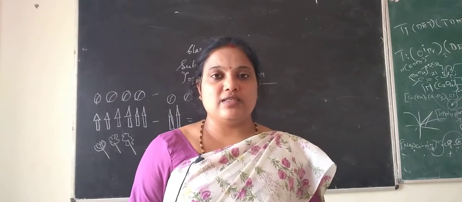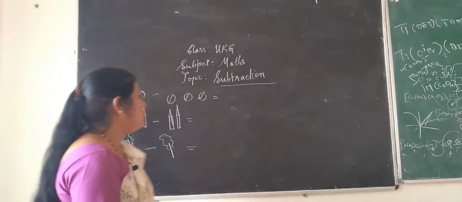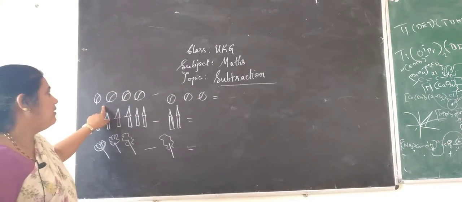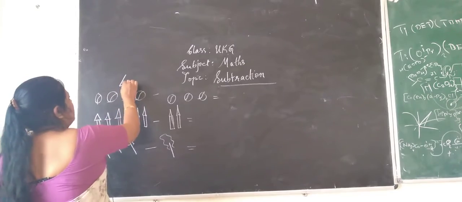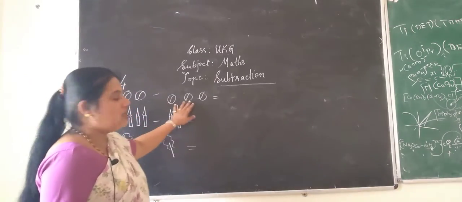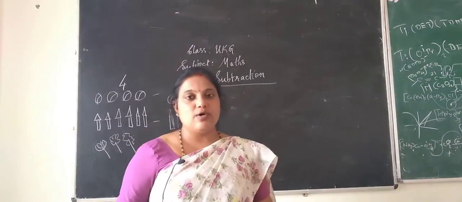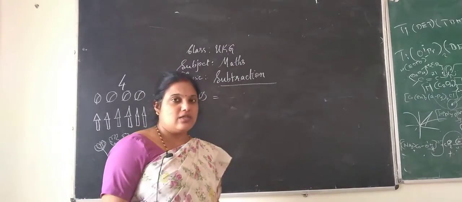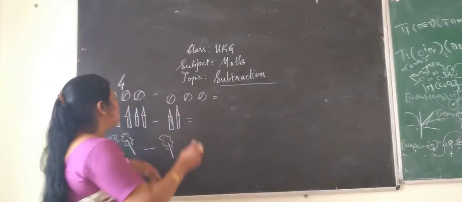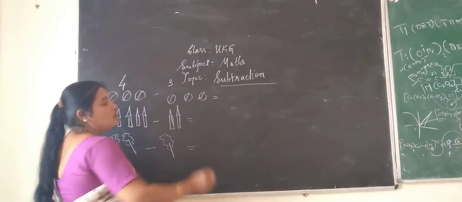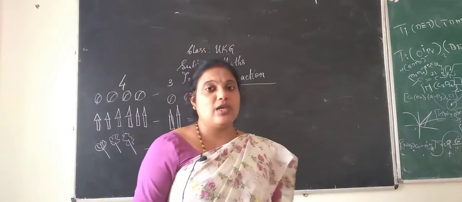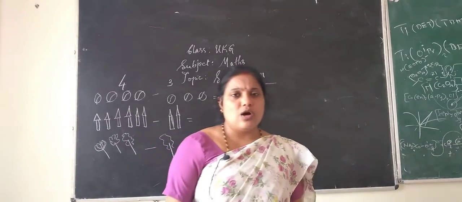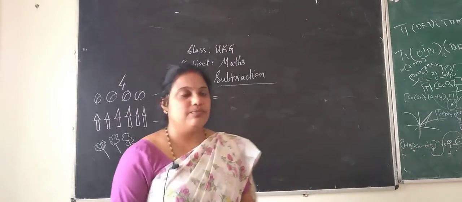Now let's see how it is. Children, you have four balls here. Now 3 balls you have given to someone. You have given these 3 balls to your friends. Now I want to know what is remaining with you. How do you know what is remaining with you now?